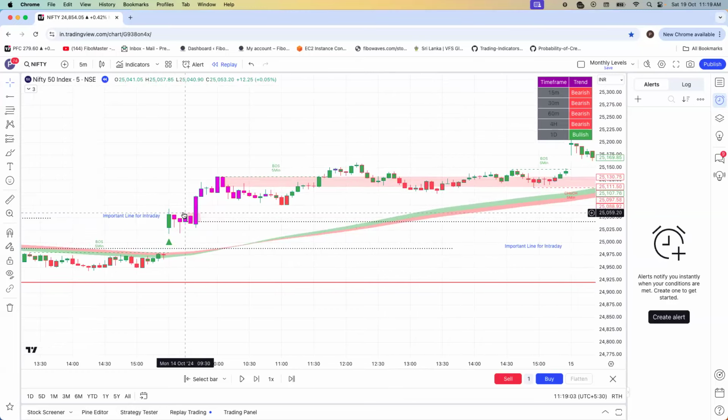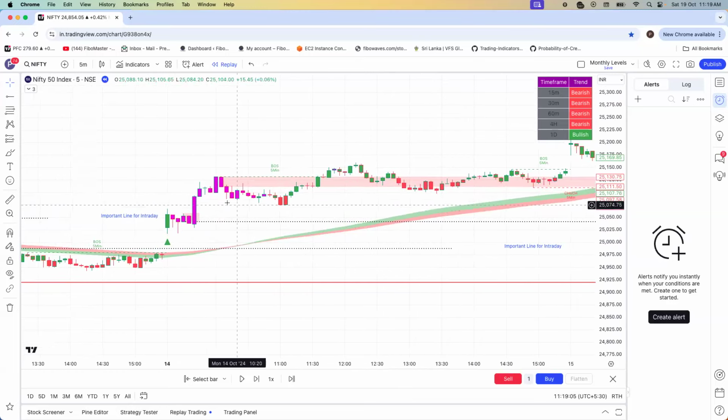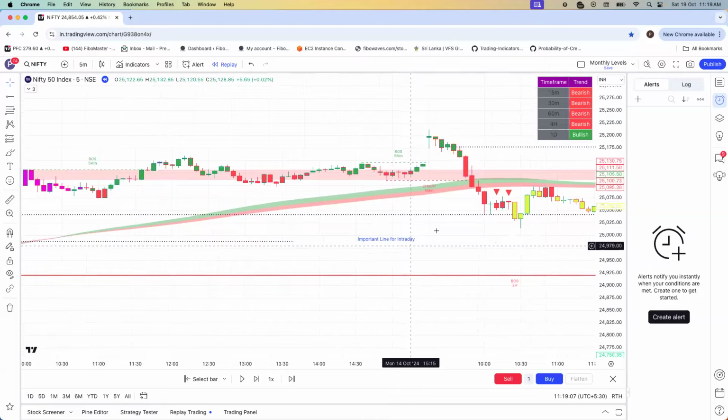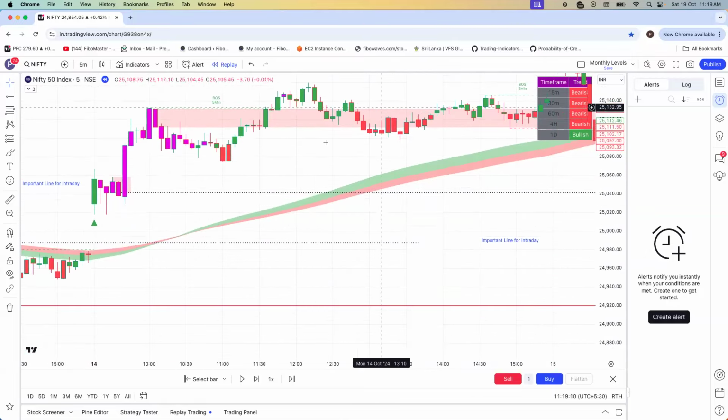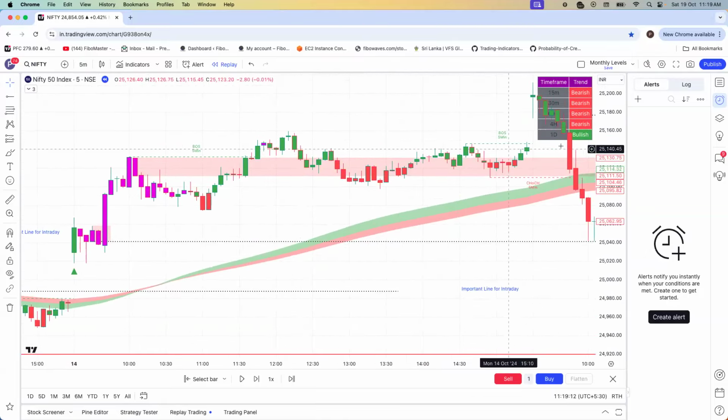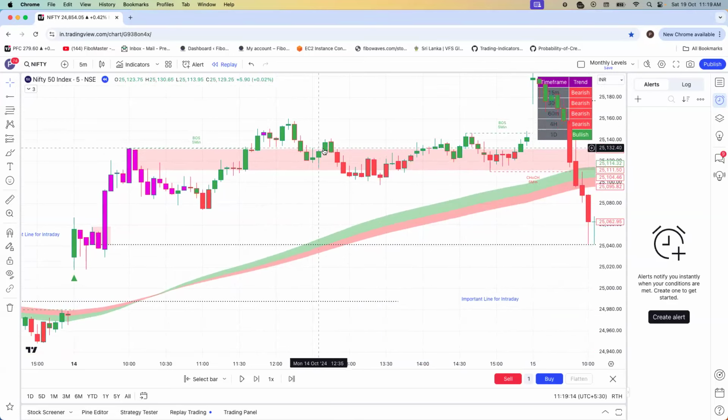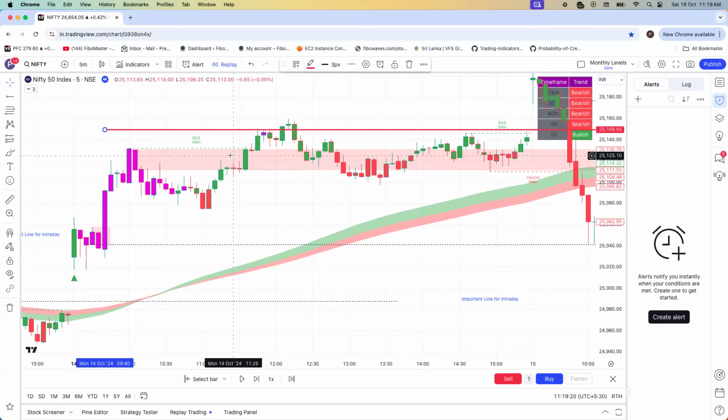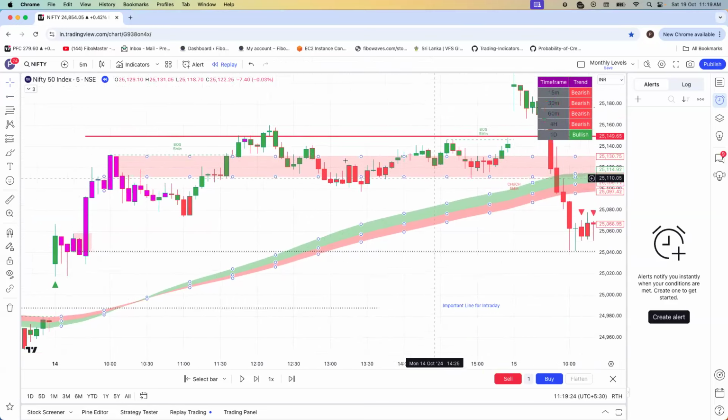Okay, so you got my view, right? So when you see a yellow color, let's say you have a purple color formed here and then you find a red color forming here. So what you'll do, you'll take a shot here. Your stop loss will be at this particular highest point. So when you do that, your stop loss will not hit here.